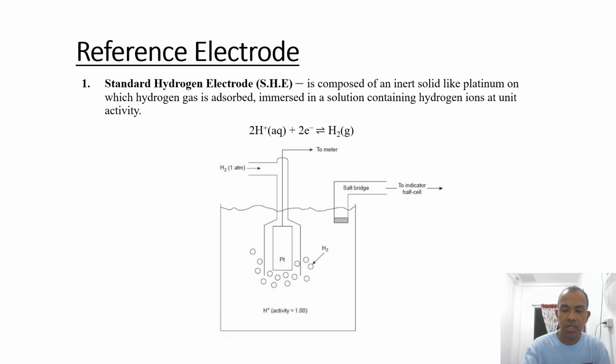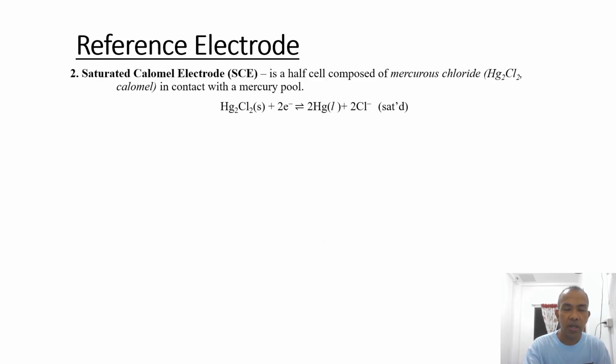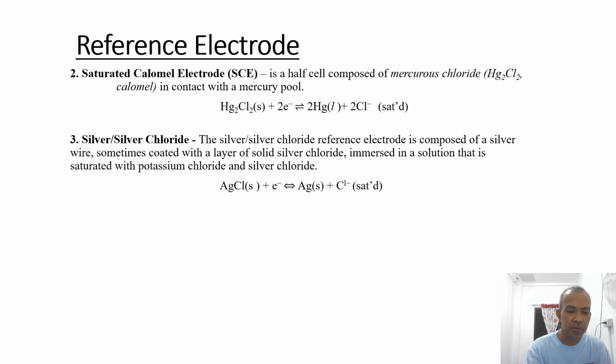with the SHE. Another example of reference electrode is the SCE, saturated calomel electrode. It is a half cell composed of mercurous chloride in contact with mercury. This is the reaction. Another is the silver chloride reference electrode, which is composed of silver wire, sometimes coated with a layer of solid silver chloride, immersed in a solution that is saturated with potassium chloride and silver chloride. And here is the equation for the silver chloride.